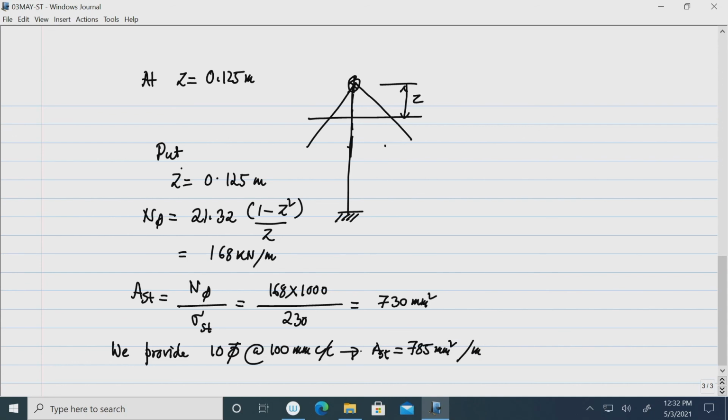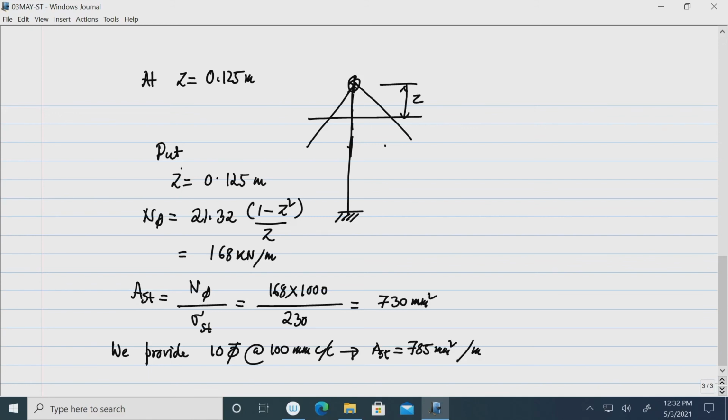Now, if I use 8 mm bar, I have seen that the spacing becomes around 60. So, that will give congestion in this structure. Therefore, to avoid the congestion, I have increased the spacing of the reinforcement. So, Ast we have found.